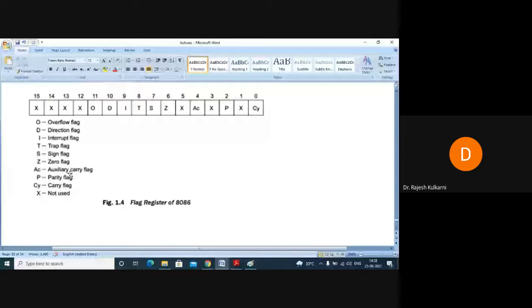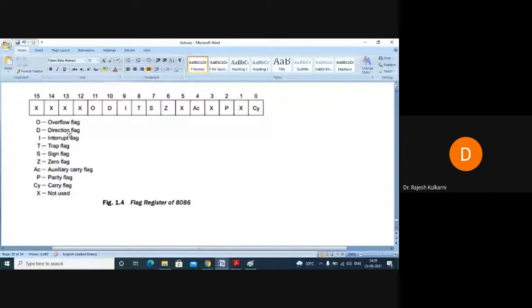Now coming to the control flags, we have direction, interrupt, and trap. Direction flag. Where is the direction flag? This is at the 10th position. See here, D. D means direction flag. Now, what is the purpose of the direction flag? The direction flag will be used for string manipulation instructions.